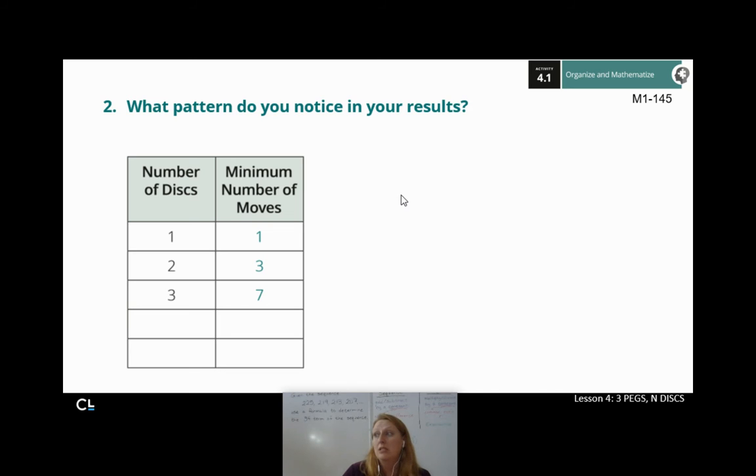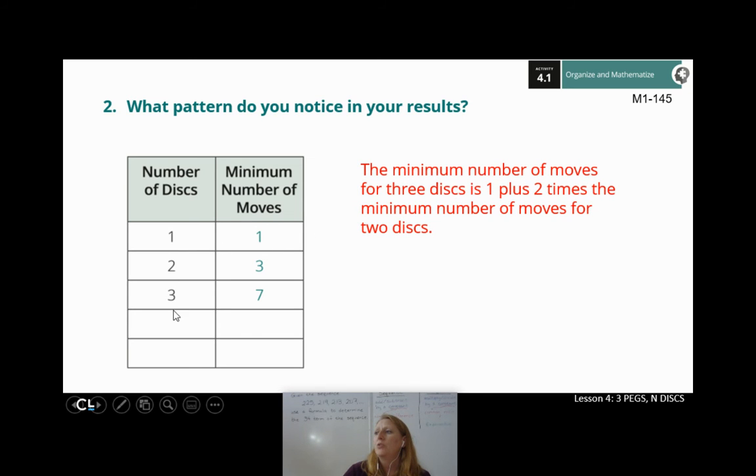So here's what I noticed. The minimum number of moves for 3 disks is 1 plus 2 times the minimum number of moves for 2 disks. Does that make sense? Maybe that didn't make sense. Here's my minimum. So 1 plus 2 is 3. I can say this. So it's 1 plus 2 times the minimum number. So I had to multiply this guy by 2 and then add 1. Maybe that was worded badly. Sorry. So I had to double this and then add 1. So double, add 1, double, add 1, double, add 1.